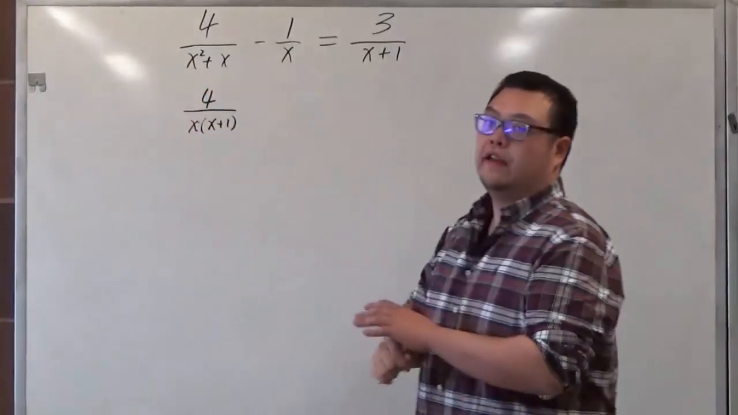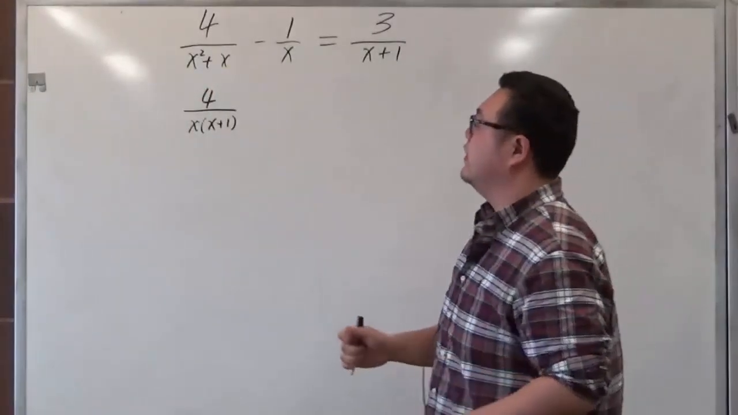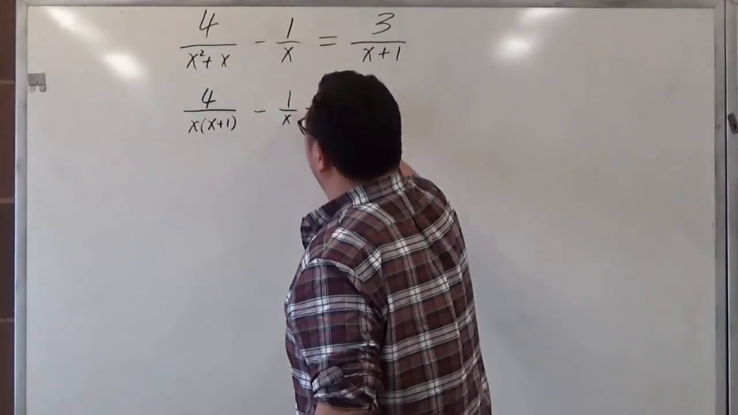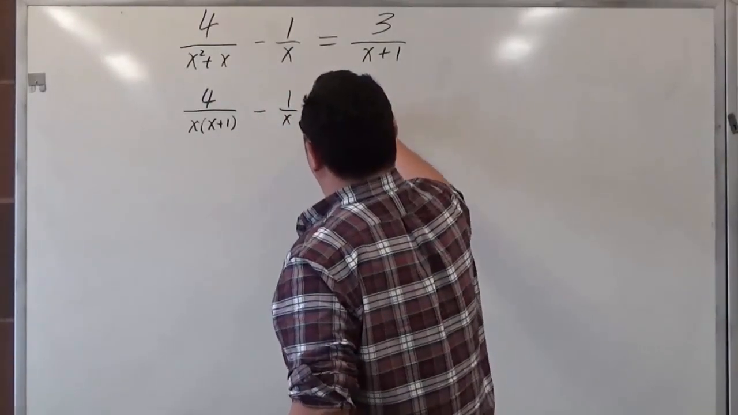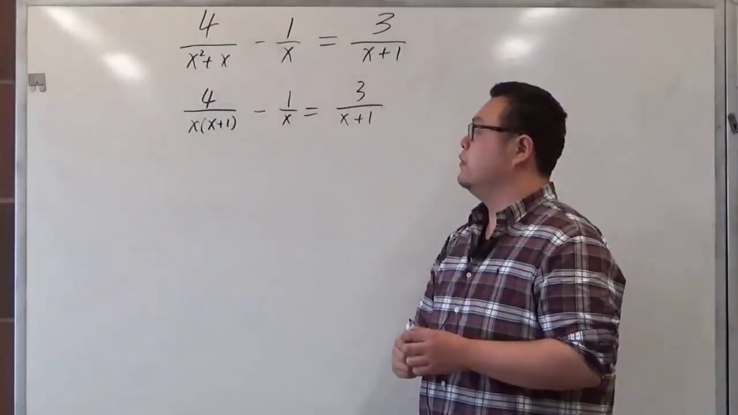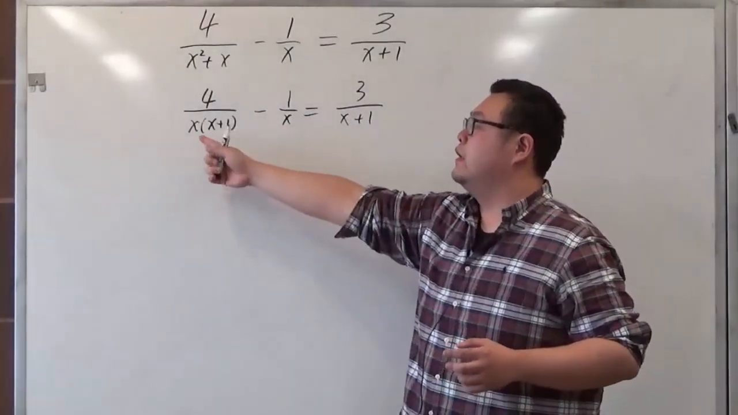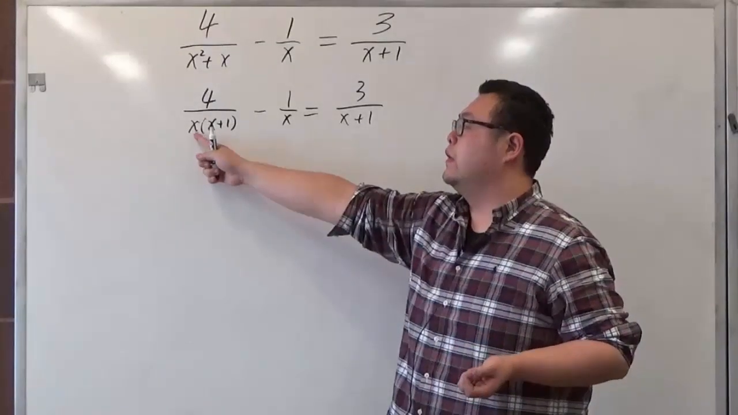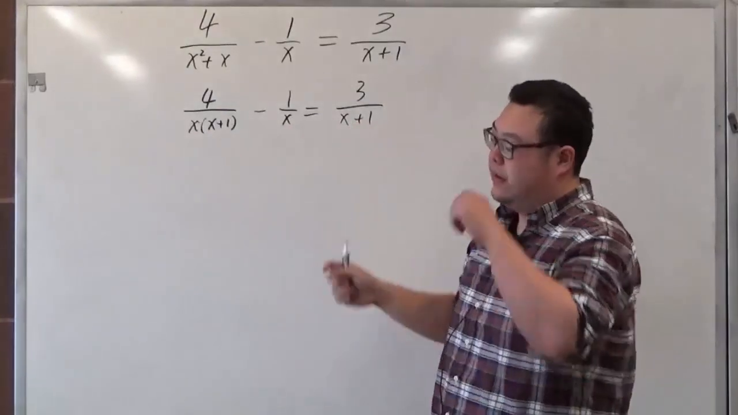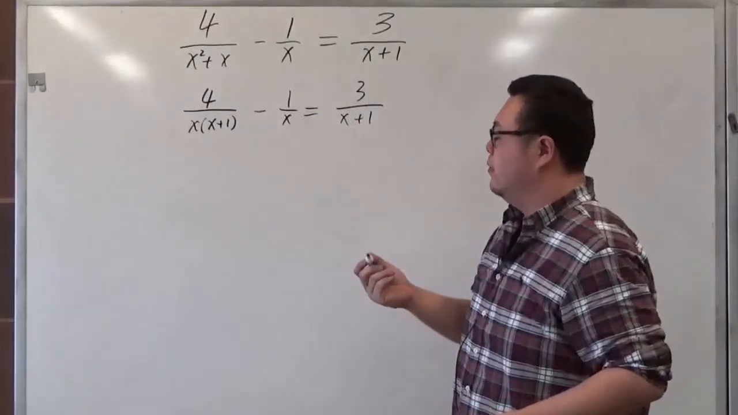Like the first one, we have x squared plus 1, so we're able to factor it to get the product. The other two are already linear terms, so there's nothing else to do. So here we can see that the denominators we have are x and x plus 1. The second one has x, and the third one has a denominator of x plus 1.